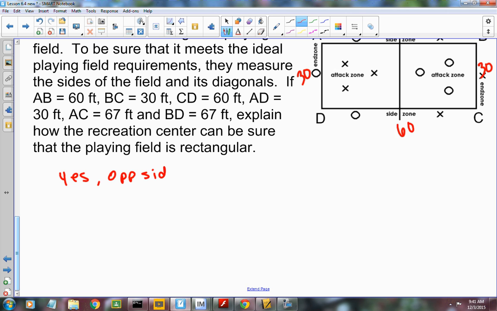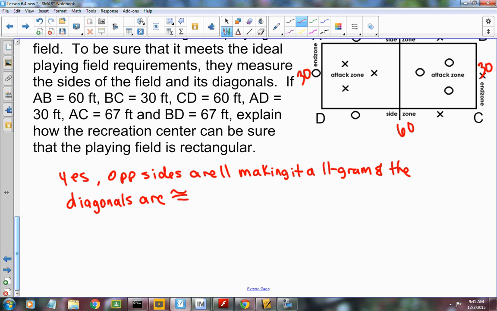Opposite sides are congruent, making it a parallelogram, and the diagonals are congruent, making it a rectangle. Opposite sides would be parallel, but we just know that.